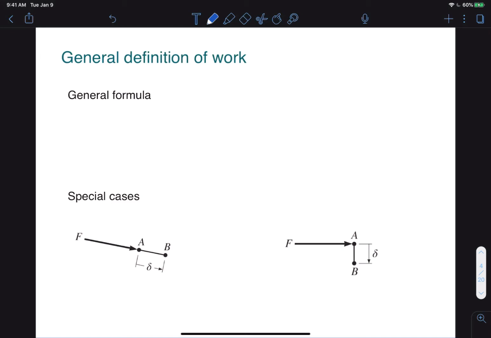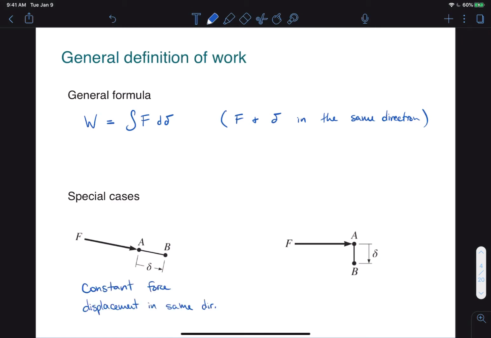So the general formula for work states that work W is equal to the integral of force over a displacement. Now the catch is that that displacement needs to be in the same direction as the force. Let's look at a few special cases. The first one is a constant force over a displacement in the same direction. In this case, work is simply the product of the force times the displacement. Another special case is a constant force with a displacement perpendicular to that force. In that case, work is equal to 0.